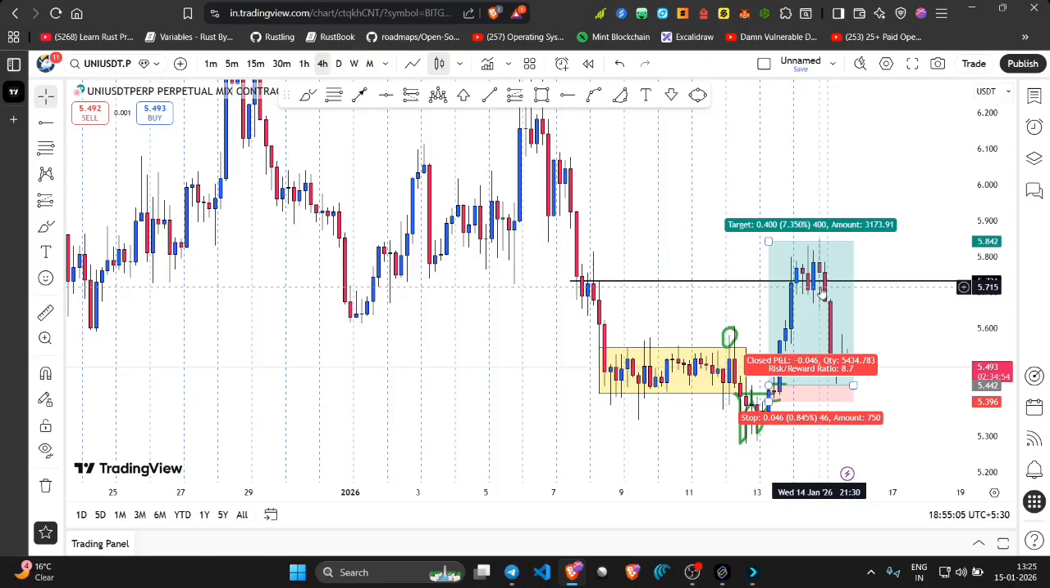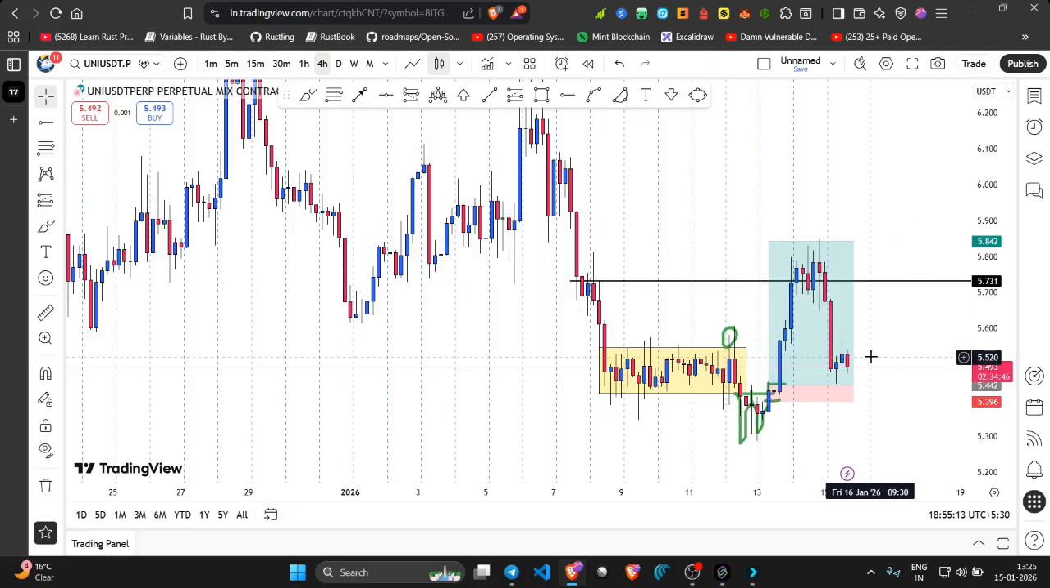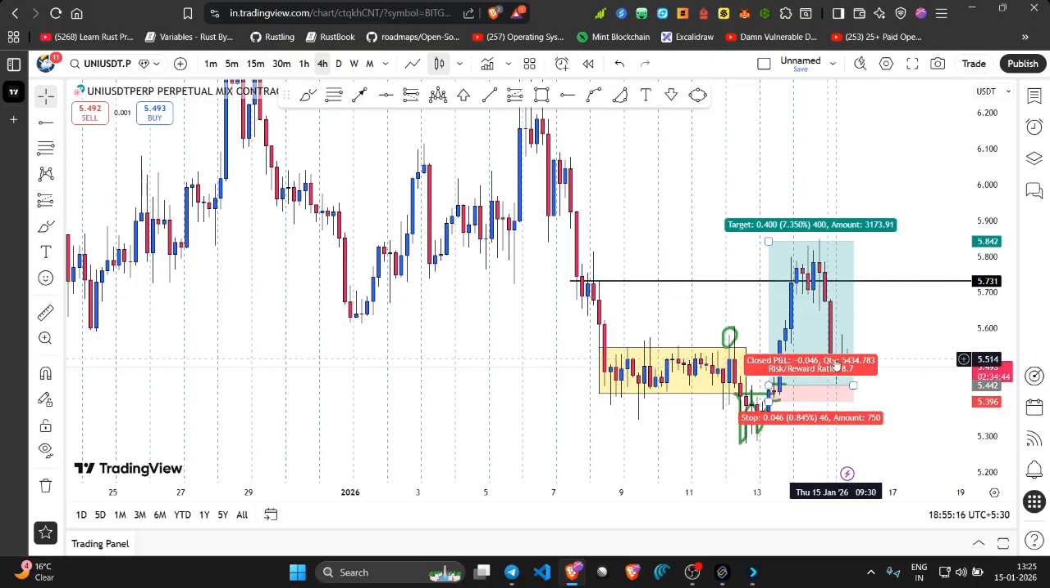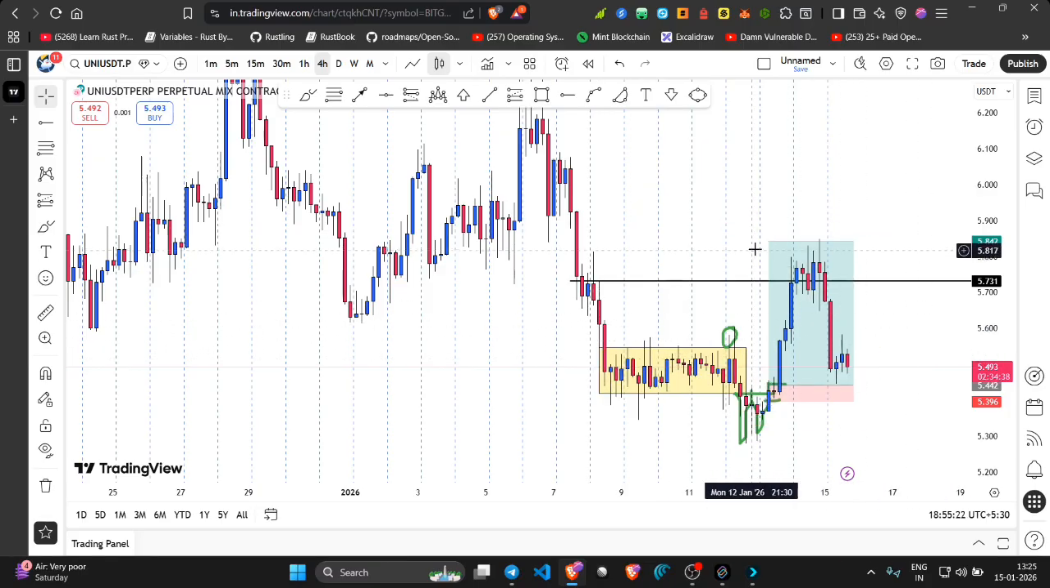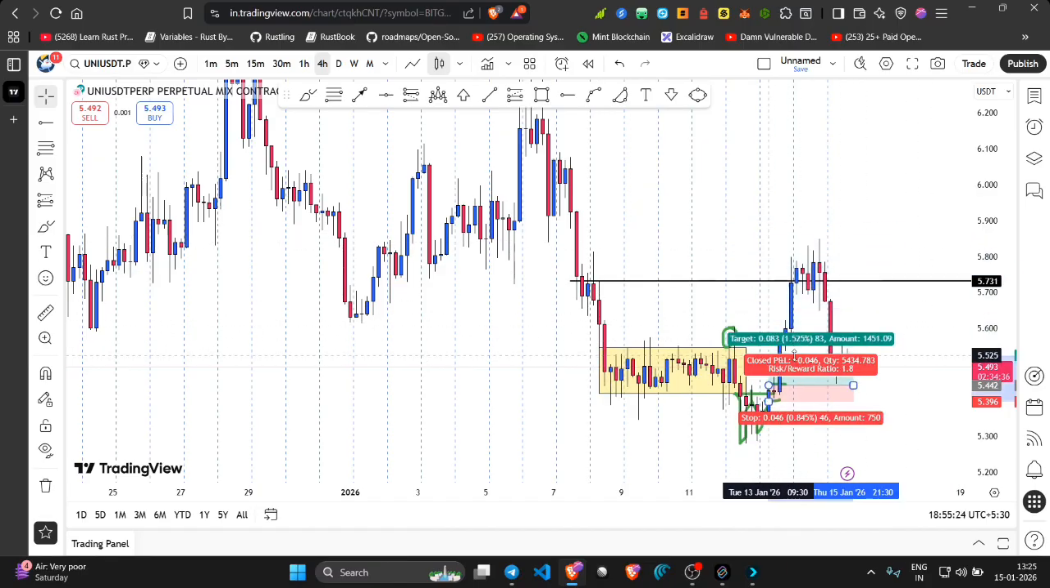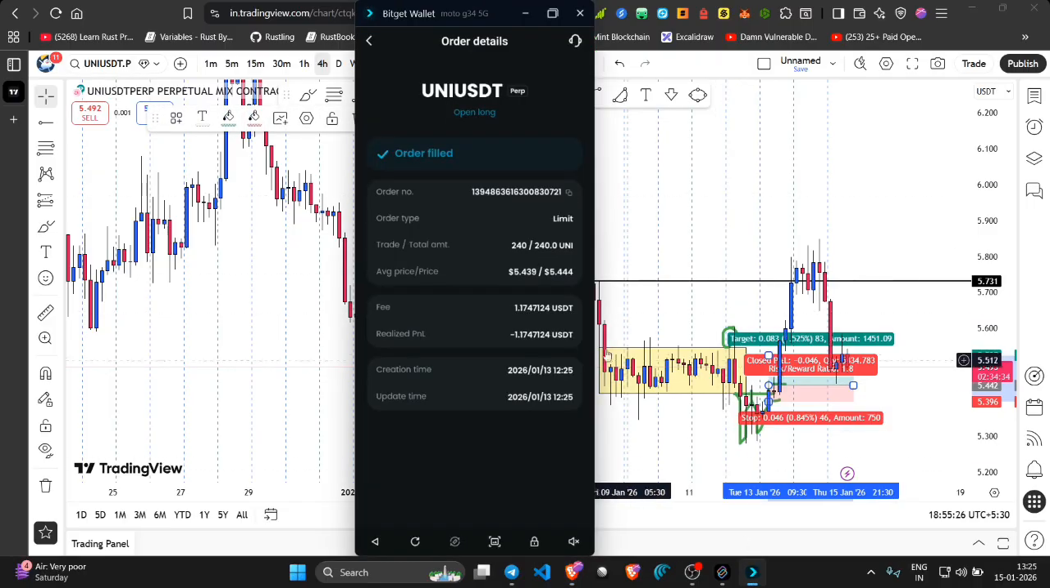So you would say I should have booked half of the quantity. But yeah, I accept that's my mistake and I will not repeat it. And when the market came here around this point, I booked my profit around this point. That is around 1:1 only. I was able to book in this. I will show you that also.